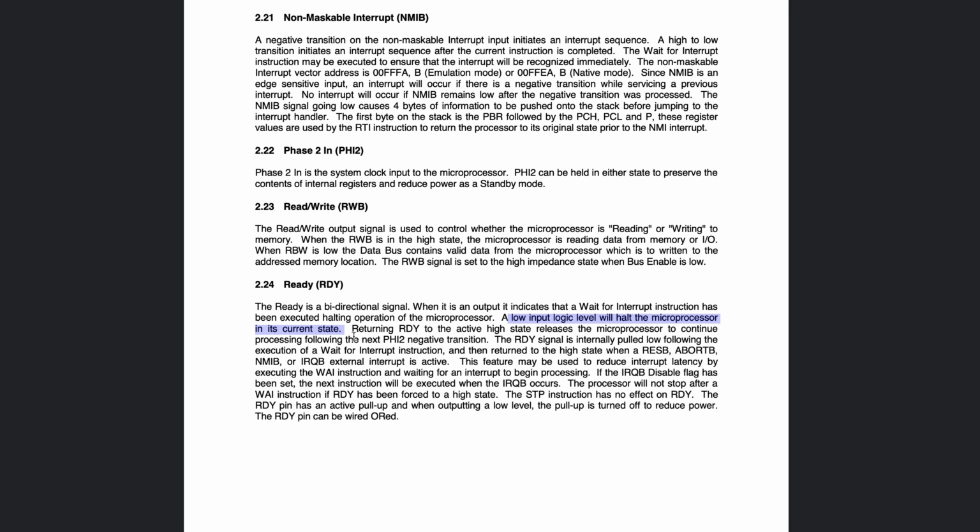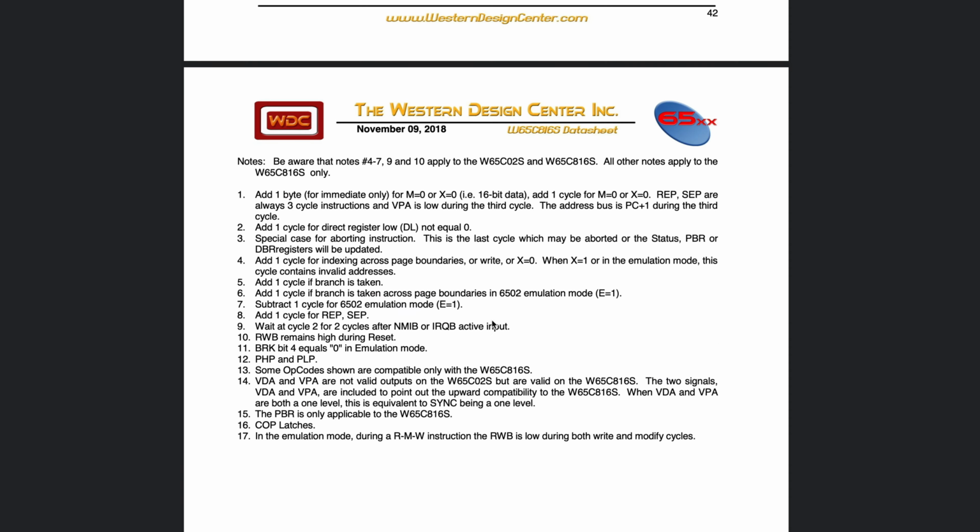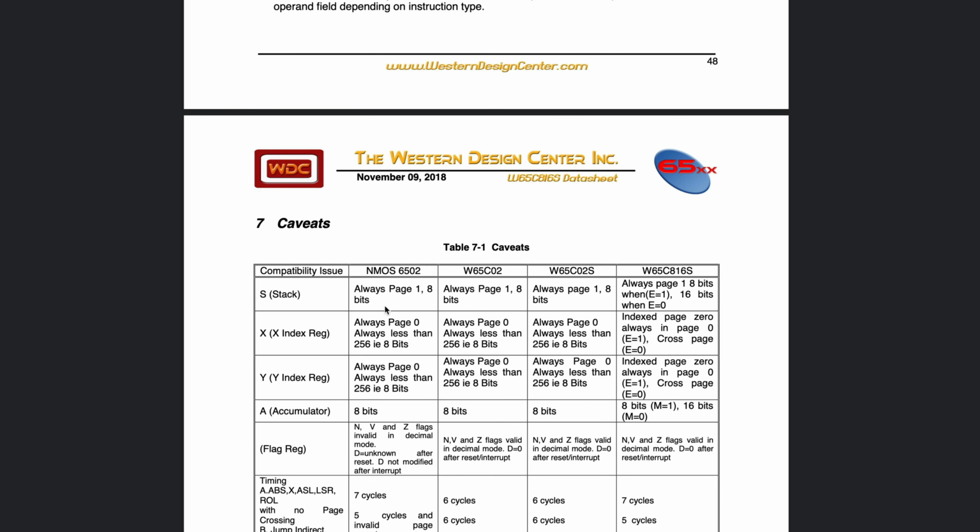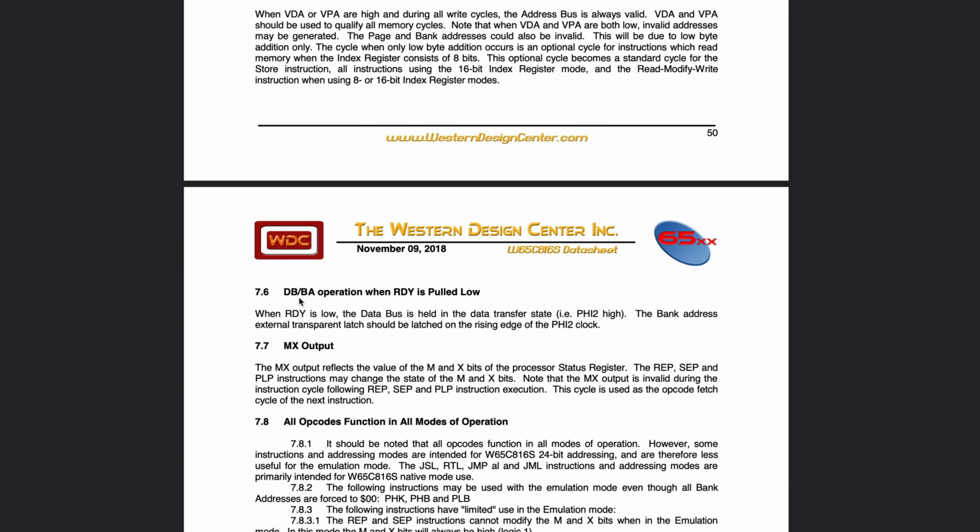A low input logic level will hold the microprocessor in its current state, and returning ready to the active high state releases the microprocessor to continue processing in the next clock negative transition. So what does it mean? If you look at the datasheet, there is a note on the databus/bank address operation when ready is pulled low. And it says that when ready is low, the databus is held in the data transfer state, i.e. the clock is high. So what this says is when you pull ready low, the CPU will be stopped as if the clock were held high. It will continue transferring data.